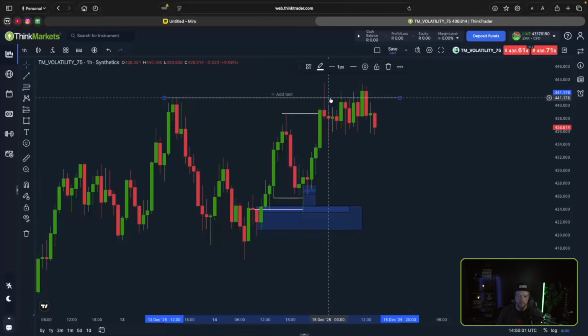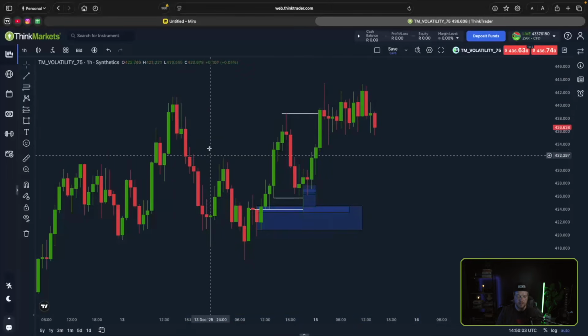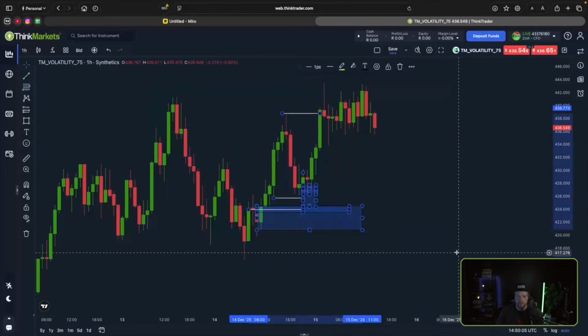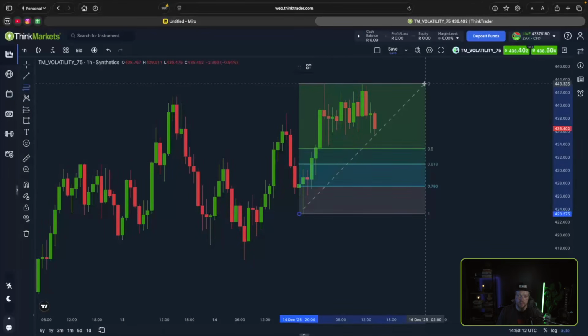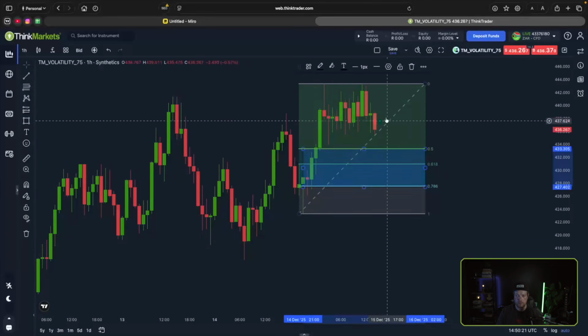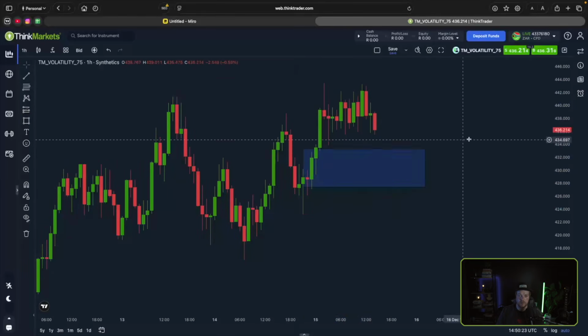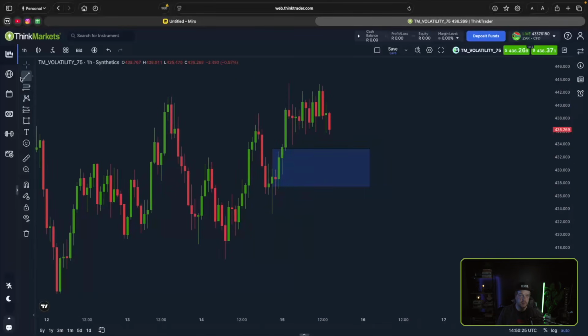So what I'm waiting for now, if I follow the rules of this strategy, I would draw my fib from this low to this high, the highest point right over there. I want to draw out the zone. As you can see, we are almost inside of the zone. There's actually nice liquidity that's being created right over there.